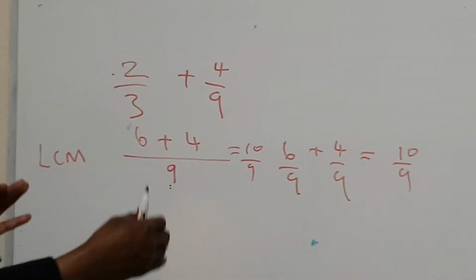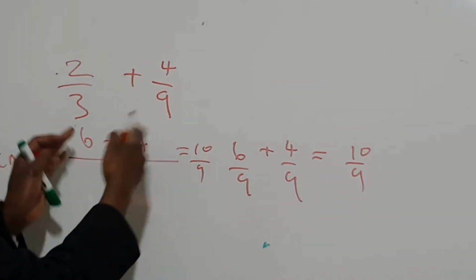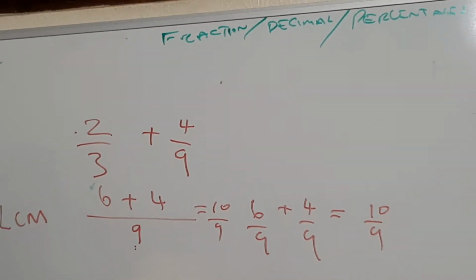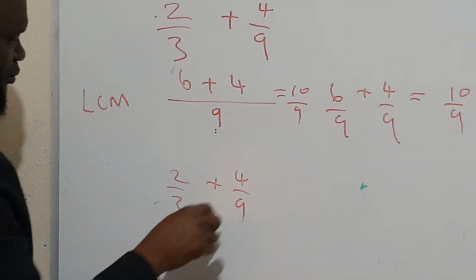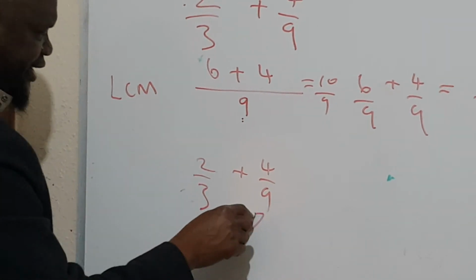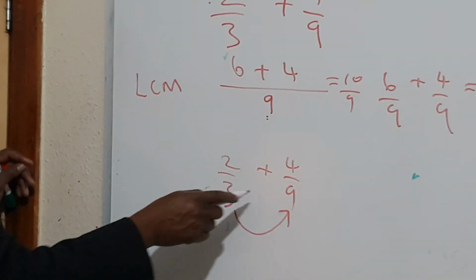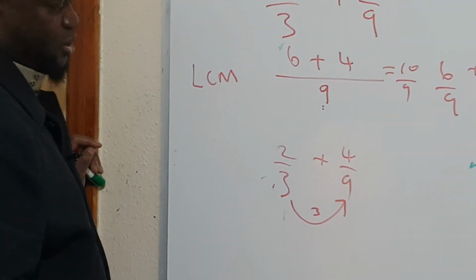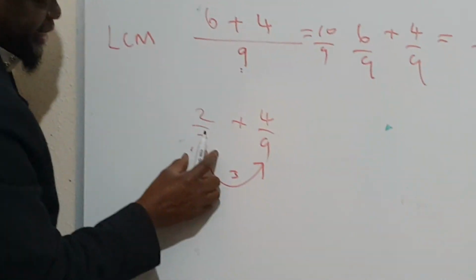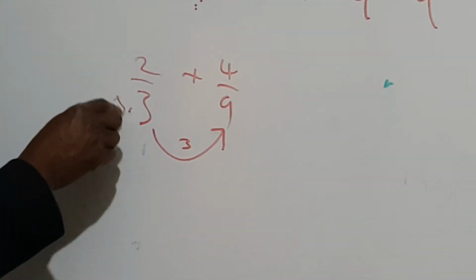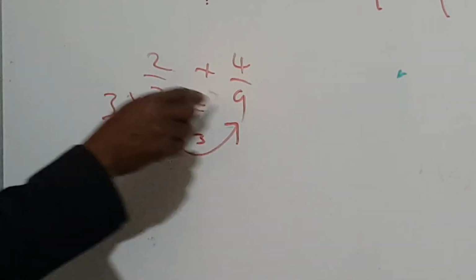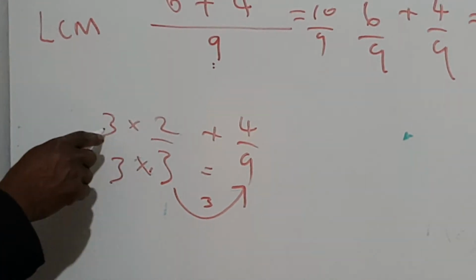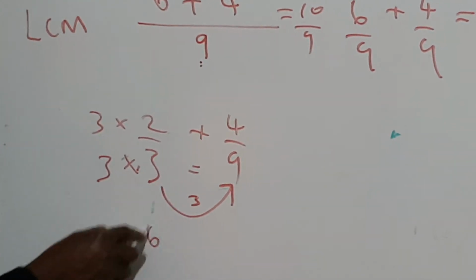But I did this because in England, you have to convert these two into equivalent fractions. Look how you do that: 2 over 3 plus 4 over 9. We compare the denominators 3 and 9. We multiply 3 by 3 to get 9. If you multiply the bottom by 3, you must multiply the top by 3 also. So 3 times 2 is 6, and 3 times 3 is 9.